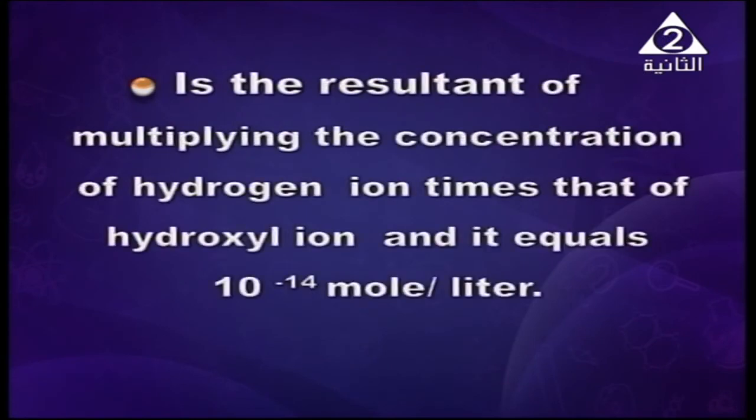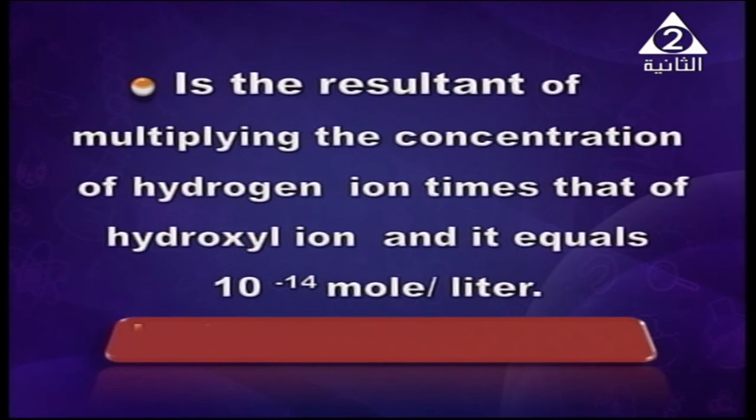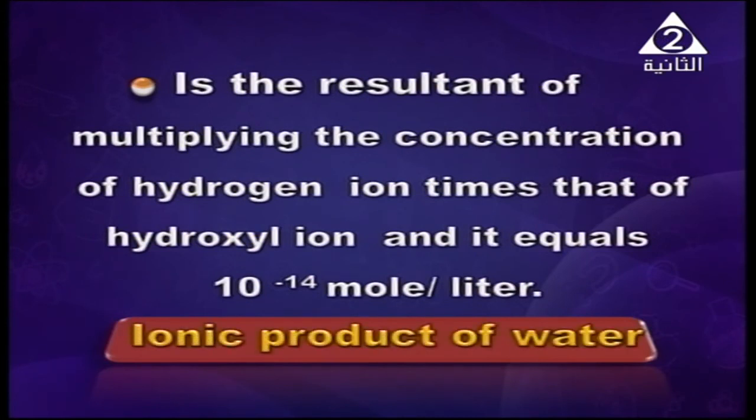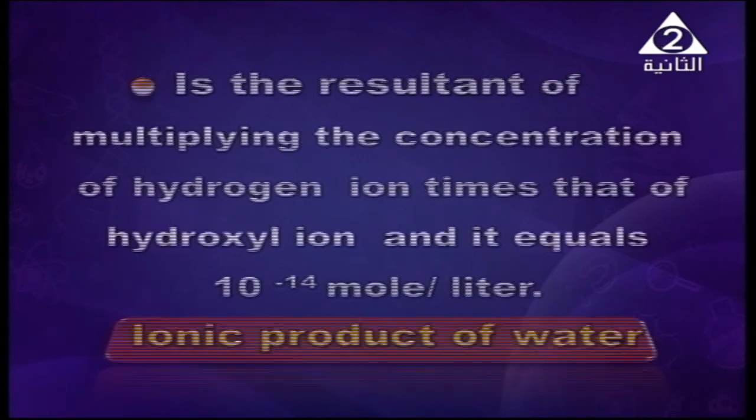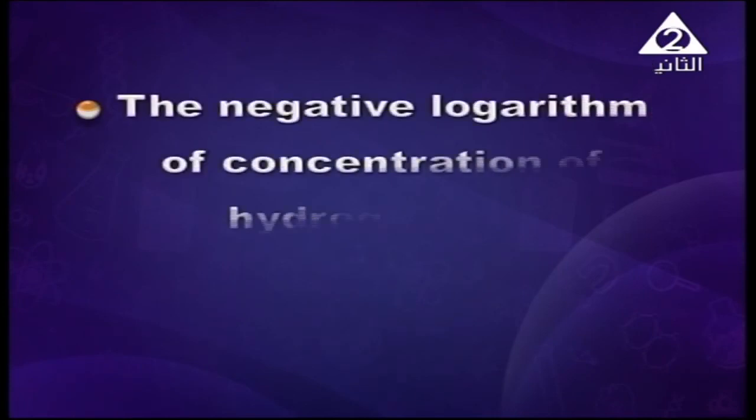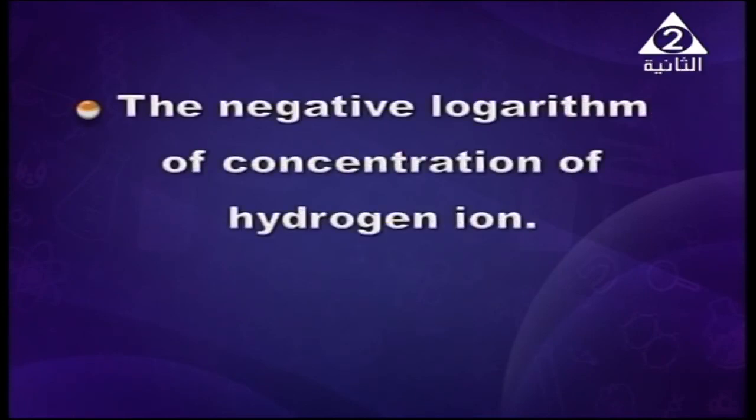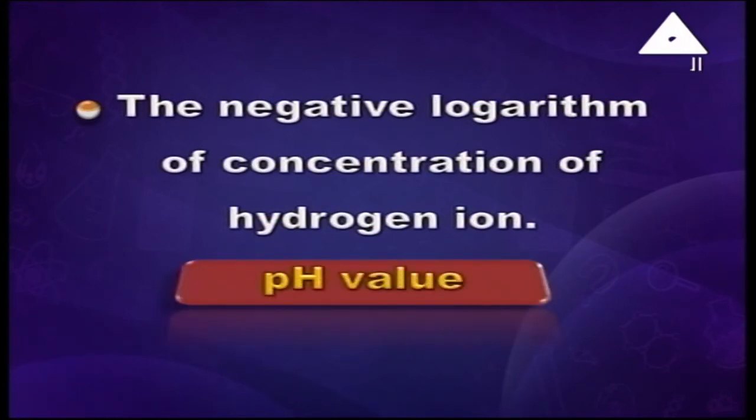Next point, the result of multiplying the concentration of hydrogen ion times that of hydroxyl ion, and it equals 10 to the power negative 14 mole per liter. If you think about it, yes, it will be the ionic product of water. Next point, the negative logarithm of the concentration of hydrogen ion. Yes, the answer will be pH value.